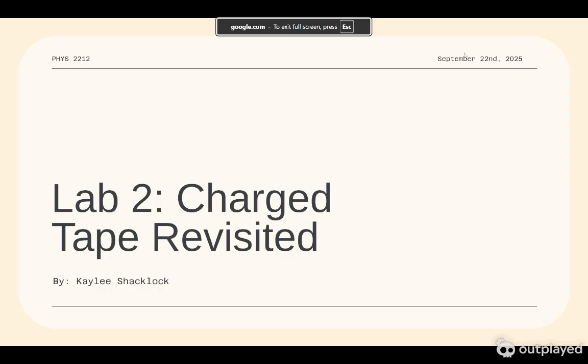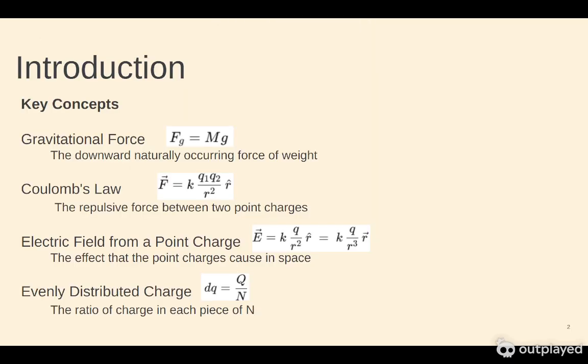This is my presentation for Lab 2, Charge Tape Revisited. So, introduction. Some key concepts were gravitational force, which is the downward naturally occurring force of weight. We have Coulomb's law, which is a repulsive force between 2 point charges. We have the electric field from a point charge, which is the effect that the point charges can cause in space. And evenly distributed charge, which is the ratio of charge in each piece of N.